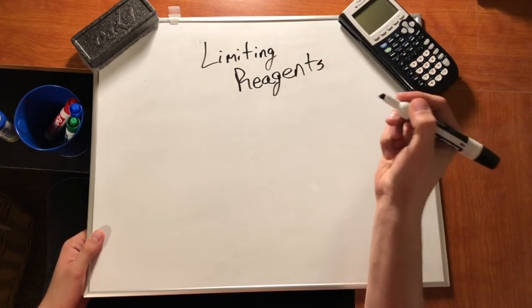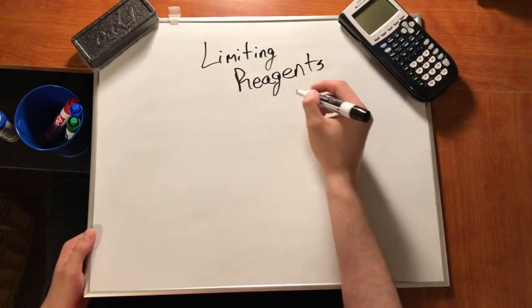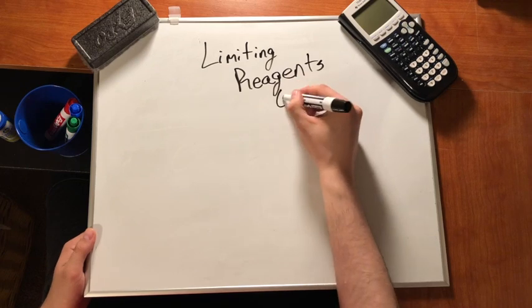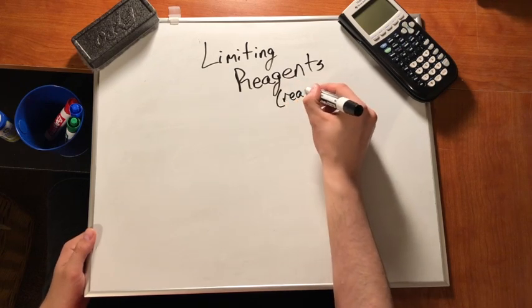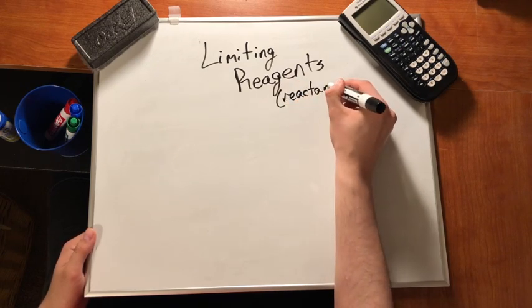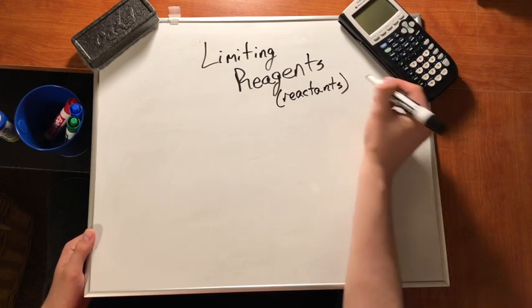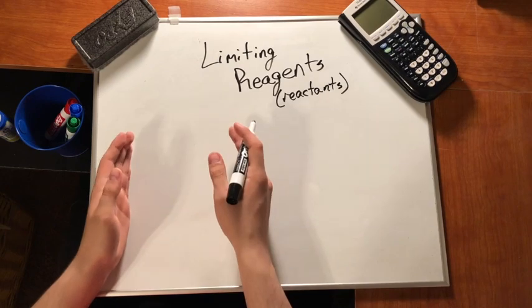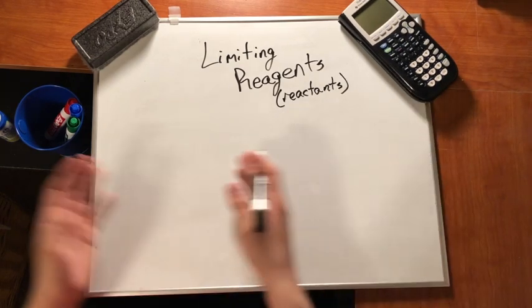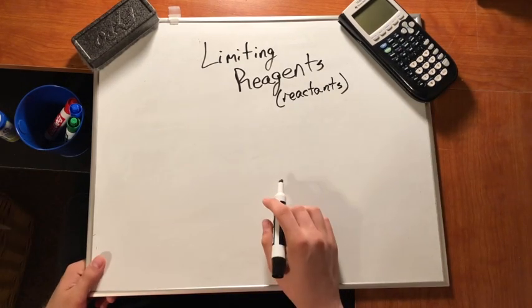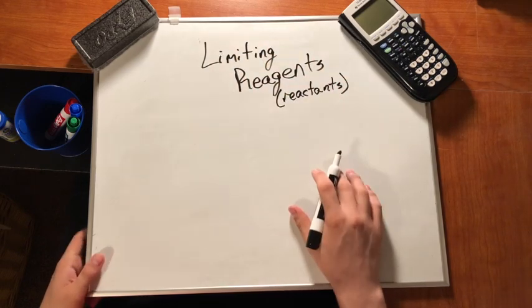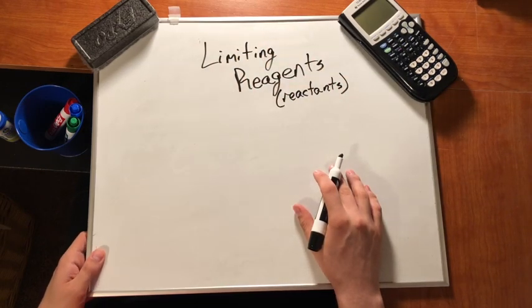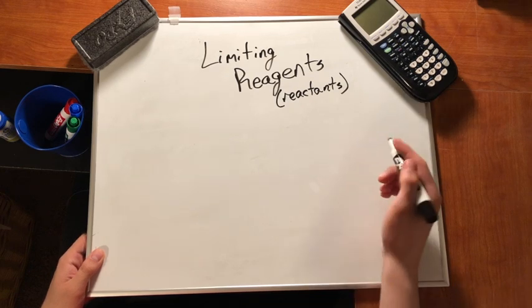I'm not sure what word I used in the first lesson. Reagents is the same thing as reactants. So if I said reactants in the first one, reagents is the same thing. It's just the chemicals on the left side of the chemical equation that form the products. Reagents, reactants, same thing. Okay. So this topic is going to kind of pull on the different topics we've talked about already in this unit. So let's go ahead and jump right into it.